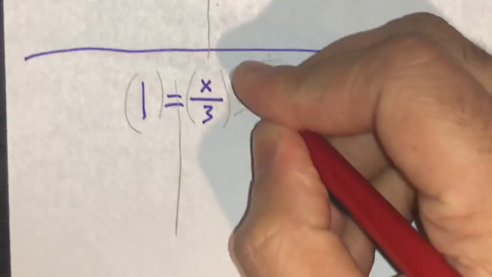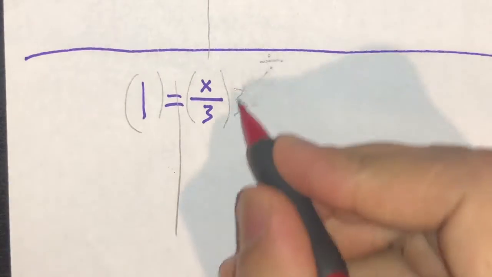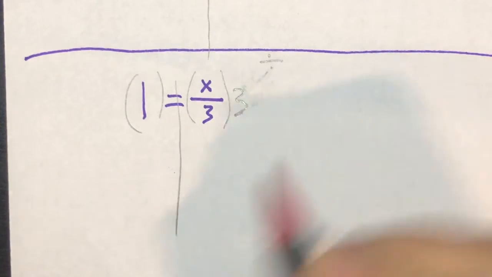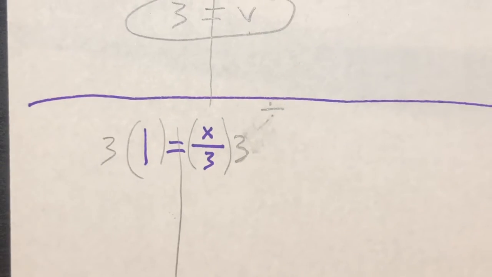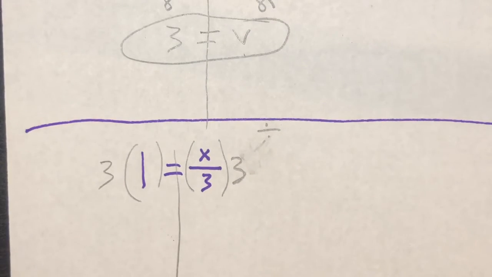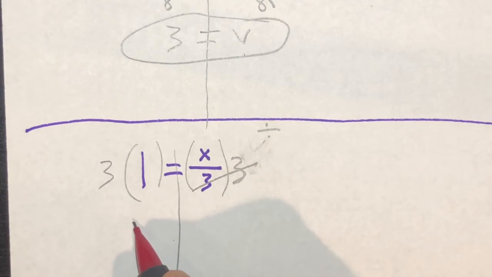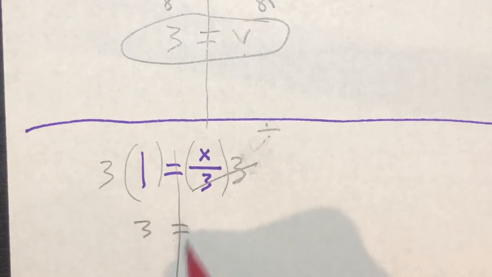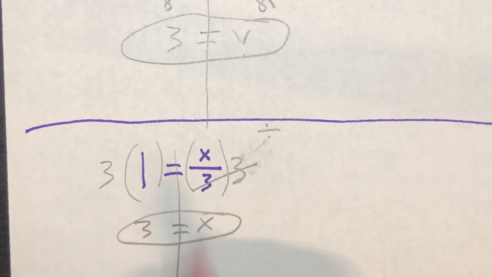Erase this, so there's no confusion here. Okay, so that's a 3. Multiply by 3 on that side, and I'm multiplying by 3 on this side. Okay, these 3s are going to cancel out. This is 3 times 1, which of course we know is 3. x is the only thing left on this side. So I got x equals 3 as my final answer.